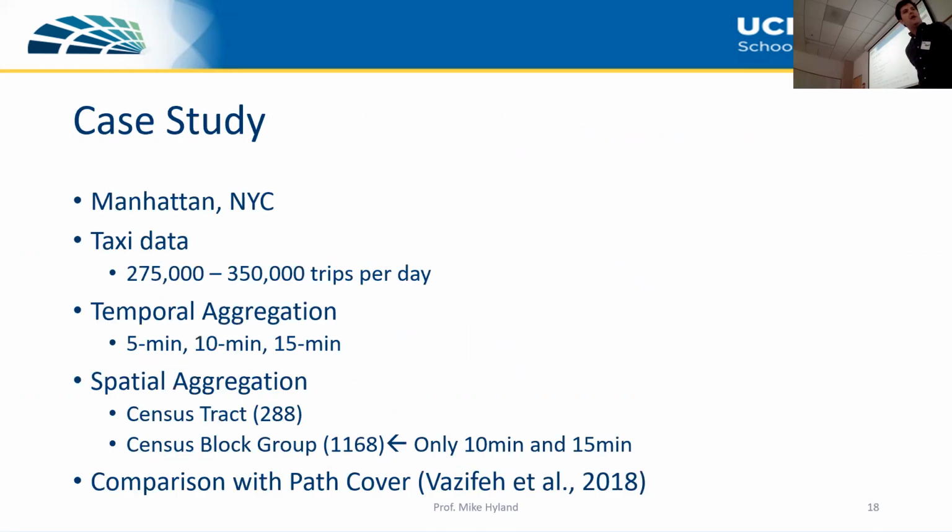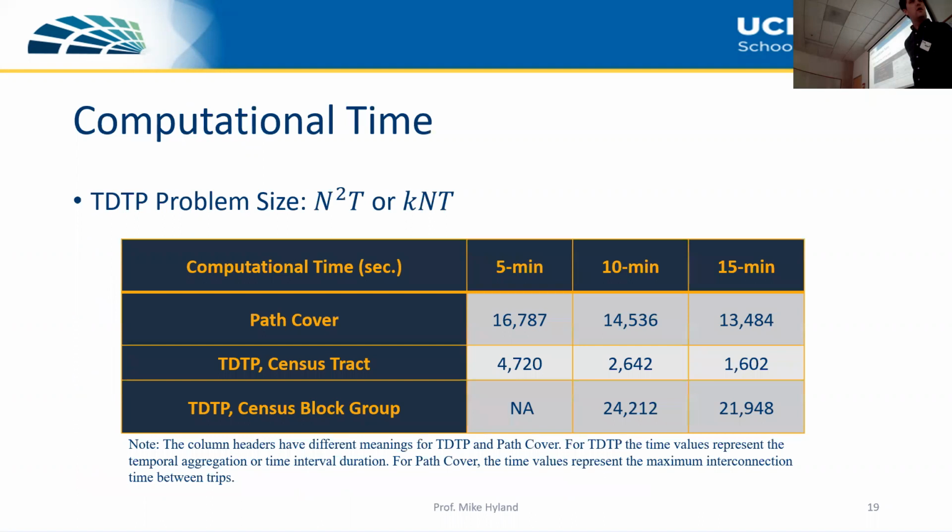Okay, so we did a case study. New York City, lots of vehicle trips, 3 different temporal aggregations, 2 different spatial aggregations, and we compare these with the ZIFA approach. So computational time is a particularly important factor if we're arguing we don't need agent-based models. Well, okay, how much time does it take to solve these? This is in seconds, all of these values.